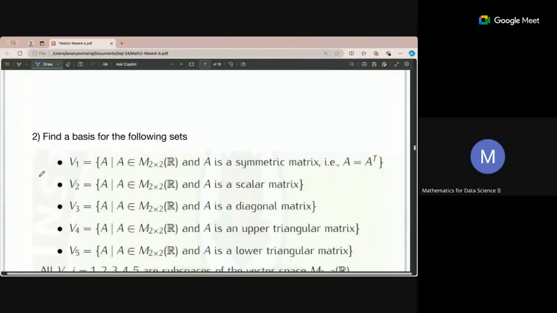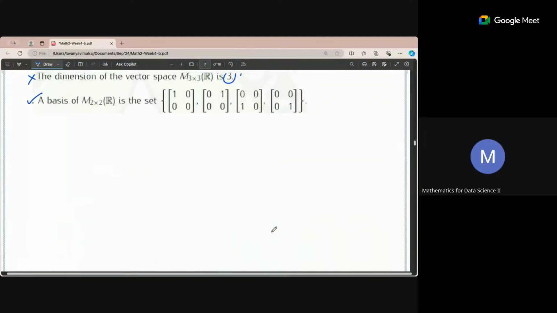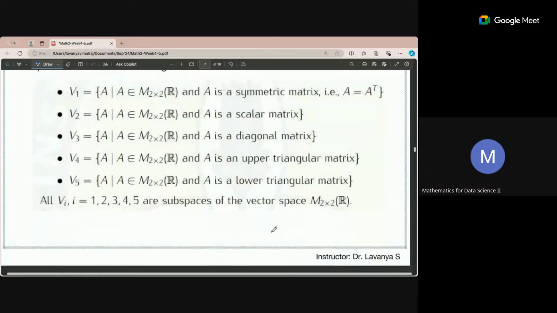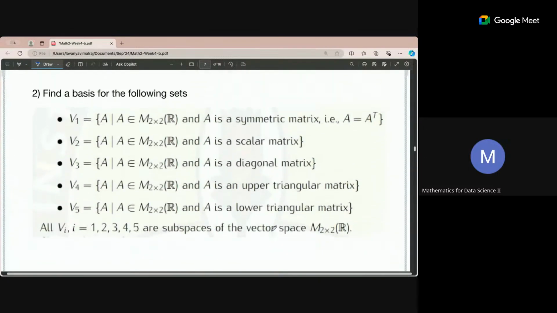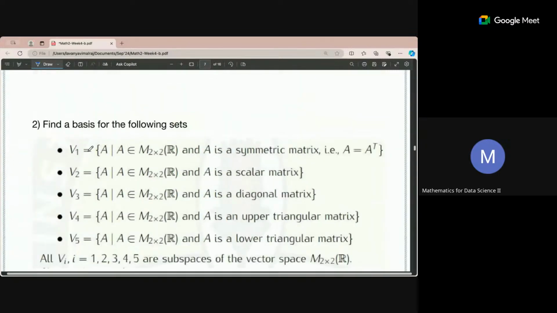I guess here are some specific examples given to you: diagonal, scalar, symmetric, upper triangular, lower triangular. Let us start with V1 here. We are asked to find the basis for the following set. So V1 here is the set of all symmetric matrices. Symmetric matrix means, recall, that A transpose is equal to A.